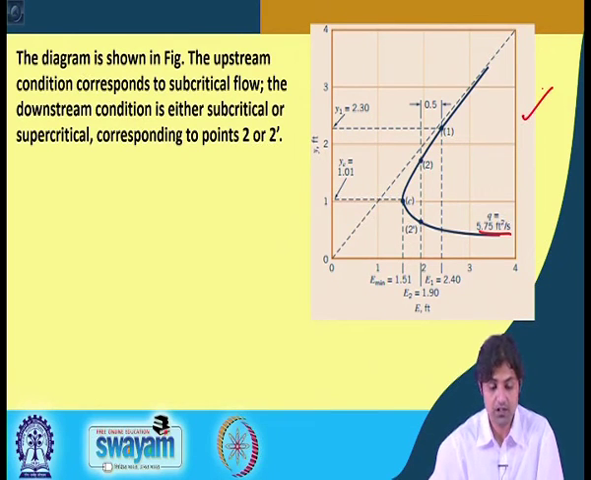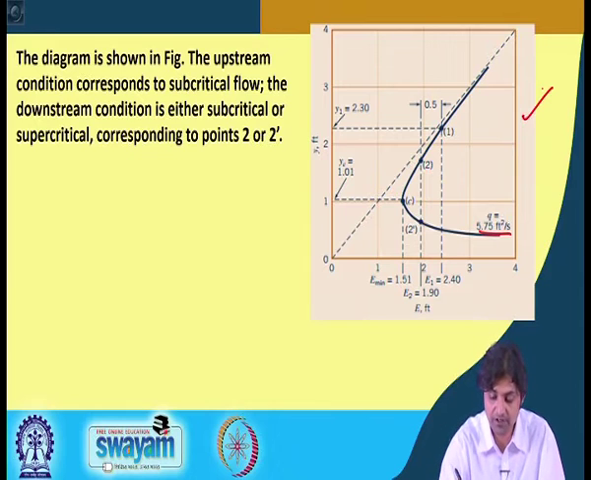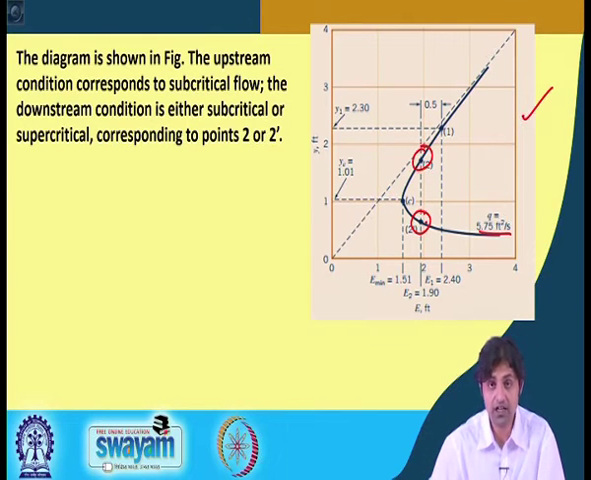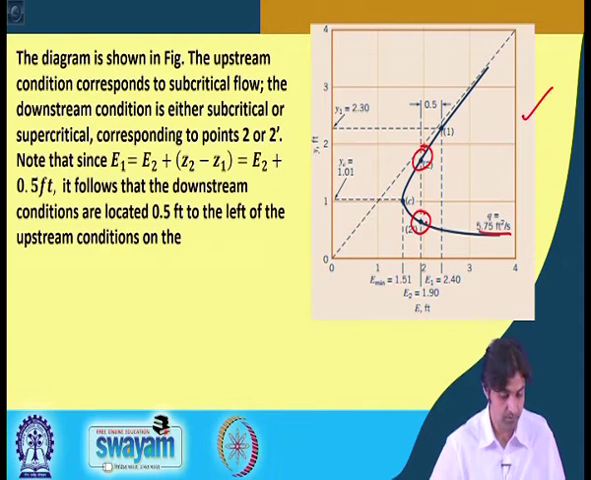So, the diagram is shown on the right hand side. The upstream conditions correspond to subcritical flow. The downstream is either subcritical or supercritical corresponding to the points 2 or 2 dash. So, the values that we have got is either this one or this one, which is very true because this is the same discussion which we had seen in the specific energy diagram.